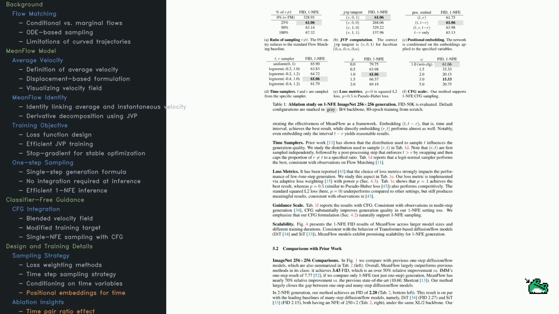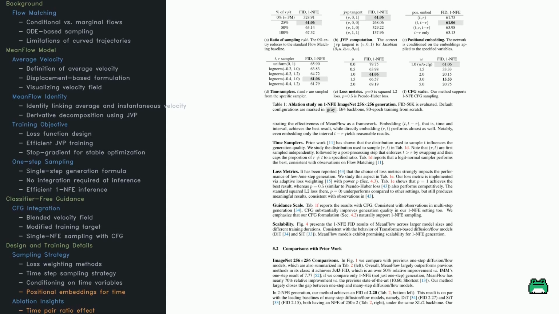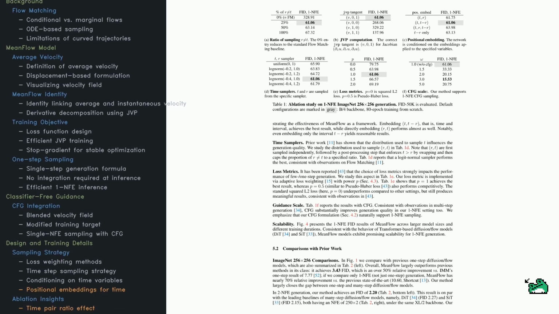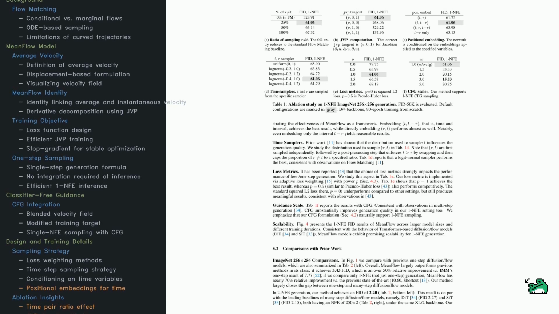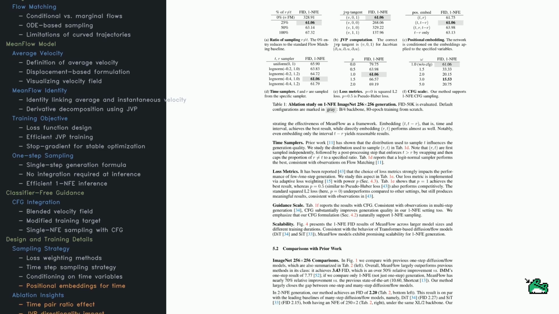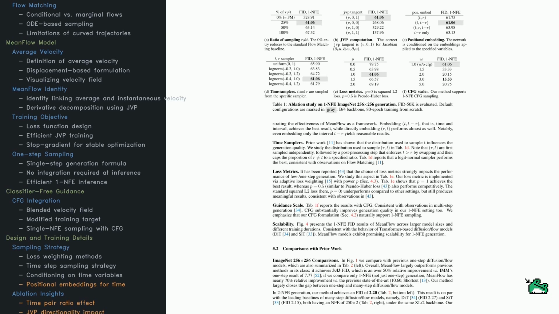Table 1C focuses on how you represent the time inputs. Feeding in the difference between R and T works better than feeding both individually. It's a small detail, but it gives a real improvement. For sampling time points, Table 1D compares different distributions. Log-normal distributions work better than uniform ones. They give a more realistic spread of time intervals, which seems to help.